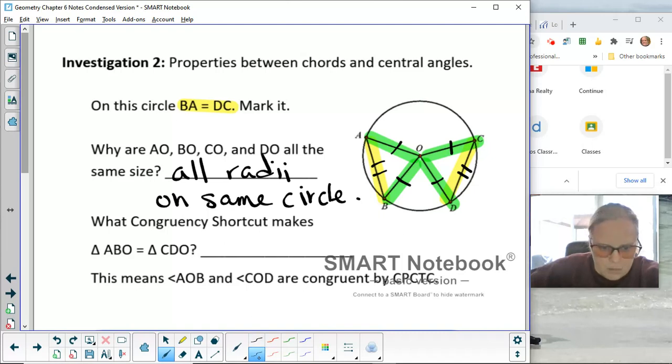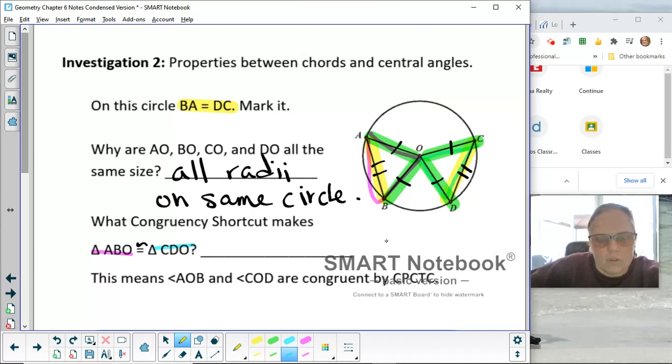All right, now if we think back to chapter 4, chapter 4 is when we had triangle congruency. It says, what congruency shortcut makes triangle ABO equal to triangle CDO. And technically, we would make a little congruent sign here. It was probably just the way that the computer was working. It didn't have that option. So why are these two triangles congruent? So I'm going to highlight those two triangles. So ABO, I'll do in pink. ABO, this one right here. And then I'll do the other one in blue, CDO.